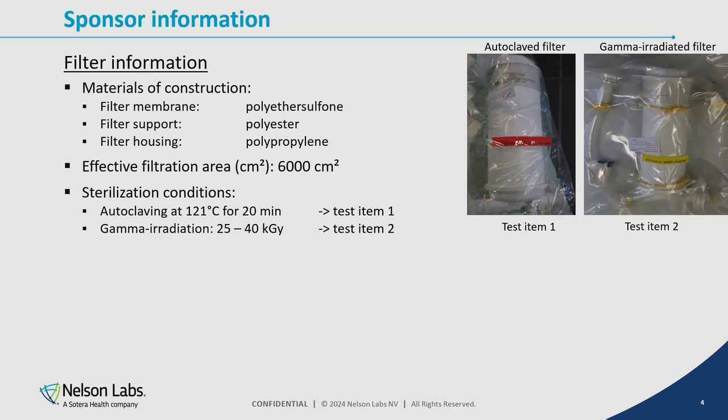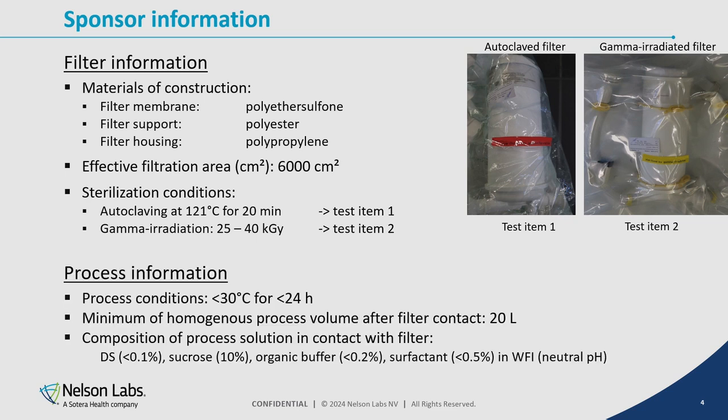Another important parameter are the sterilization conditions that should be taken into account when doing the testing, so that is the same as in the actual process. In this example, the sponsor wanted to test both ways of sterilization that are commonly used. So autoclaving and gamma irradiation were both tested in the study, and results will also be compared. Besides information on the process component itself, we also require the conditions as it is used in the process to have a good understanding how it is used.